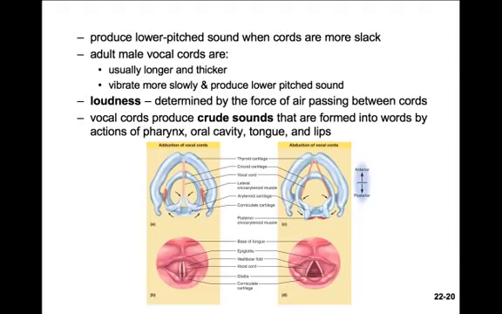Now, the vocal cords on their own produce very crude sounds. They're not formed into words at all. They're sort of akin to a hunter's duck call. These crude sounds are formed into words by the actions of the pharynx, the oral cavity, the tongue, and the lips. So our language is very complex, anatomically speaking.